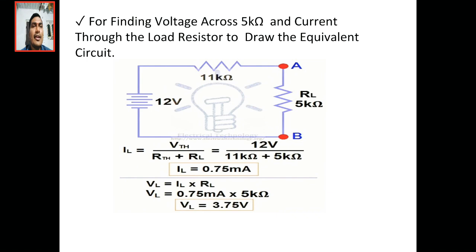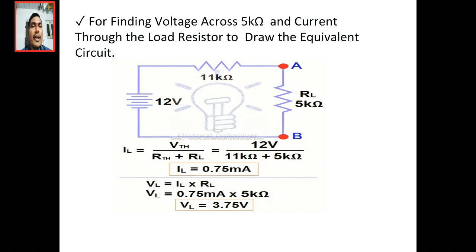Okay. So next, what is our aim? To find the voltage across 5 kilo ohms and the current through the load resistance, we draw the equivalent circuit. We already know the statement of Thevenin's theorem. It states that the total voltage source is converted into one voltage source and the total elements are converted into one element. That is R Thevenin's resistance and V Thevenin's voltage. V Thevenin's voltage is 12 volts, which we already calculated, and 11 kilo ohms is the Thevenin's resistance. It is connected in series with the element which was removed in our first step, that is 5 kilo ohms.